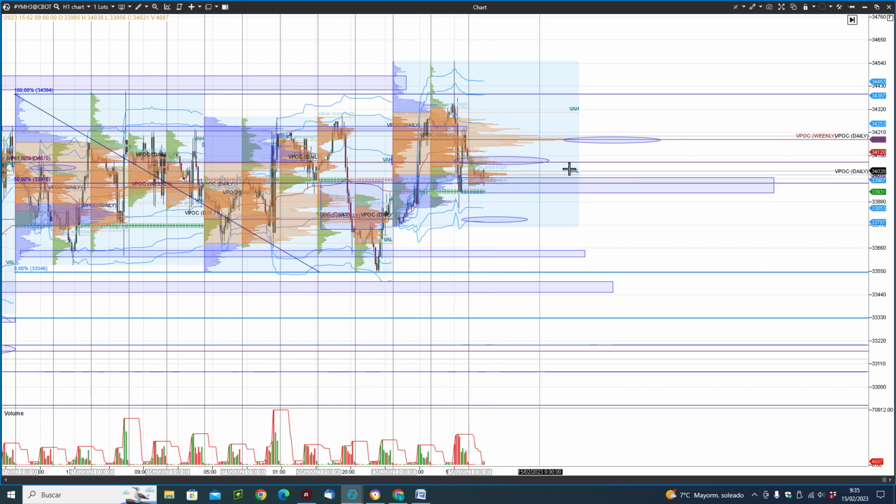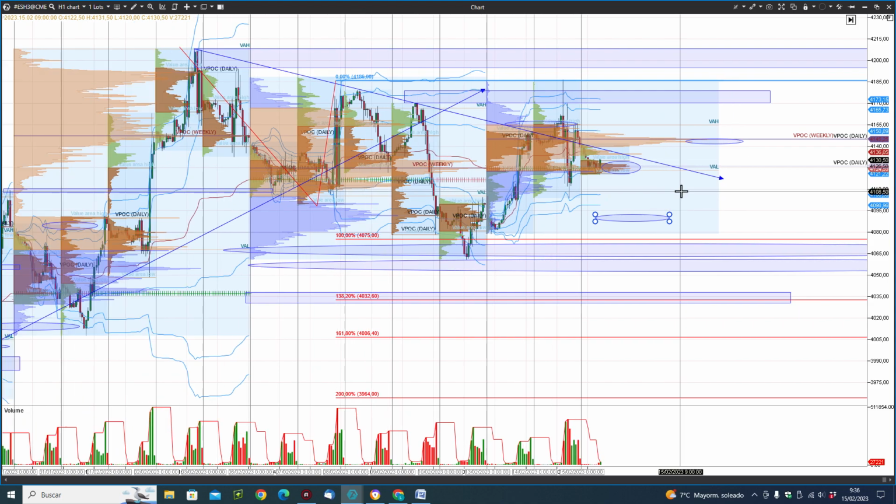The first step will be the lower zone of this rectangle that is exactly on the old VWAP line and 33,928, and the second step will be this old weekly VPOC at 33,797.